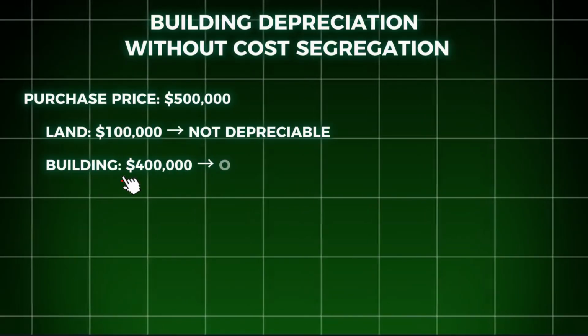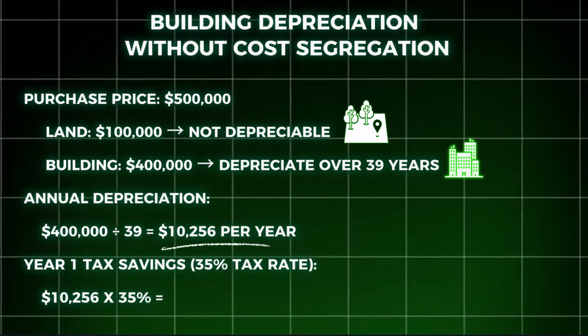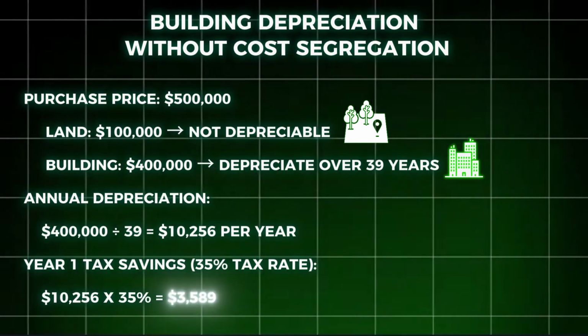So if we're looking at our example, before the cost segregation study, you had a building of 400 and you had the land of 100, right? Divide the 400 by 39, that's about $10,250 a year. So $10,250 is your deduction. If you're a 35% taxpayer, you get about $3,500 in savings in year one. Great. That's money in your pocket, $3,500.